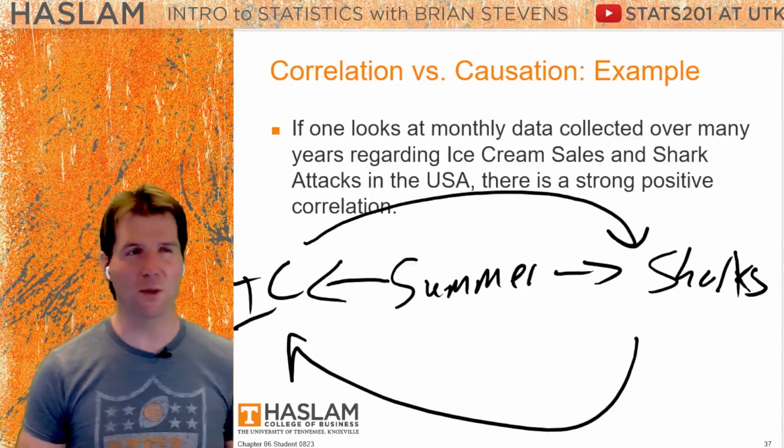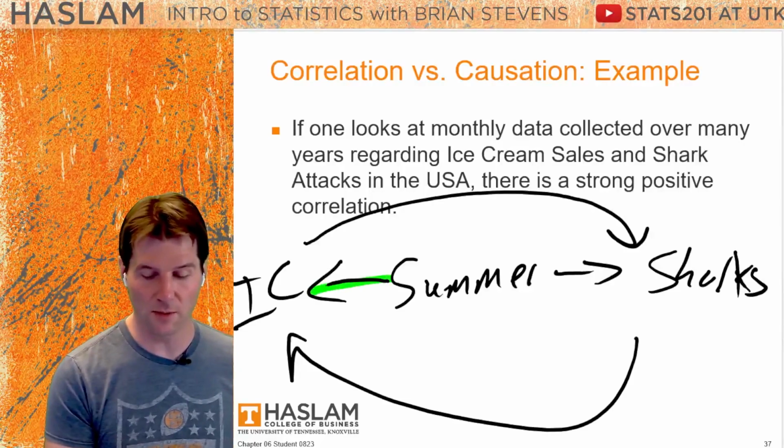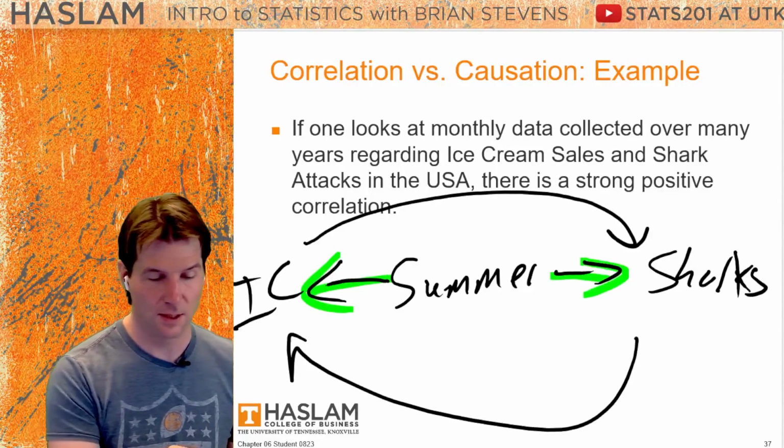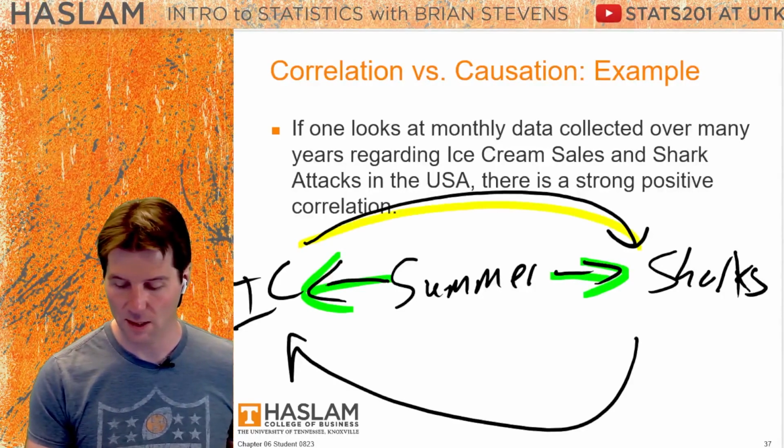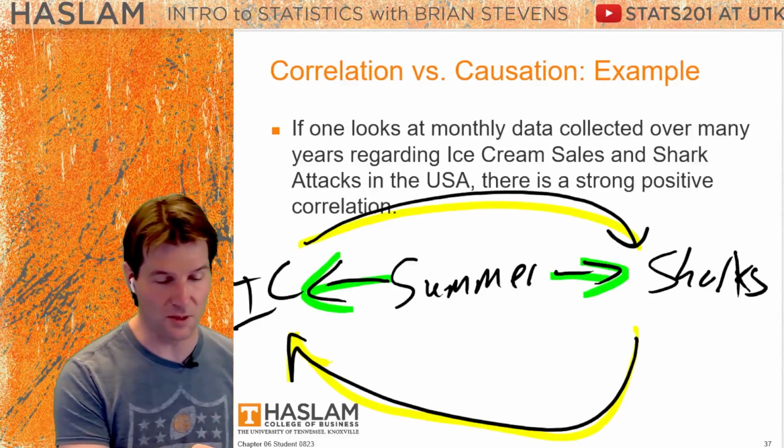More shark attacks, probably due to summertime. More ice cream sales, probably due to summertime. But because of this lurking variable being related to both of these, it almost seems as though these two variables are related. So it's very hard to tell sometimes. We sometimes call this a z variable.